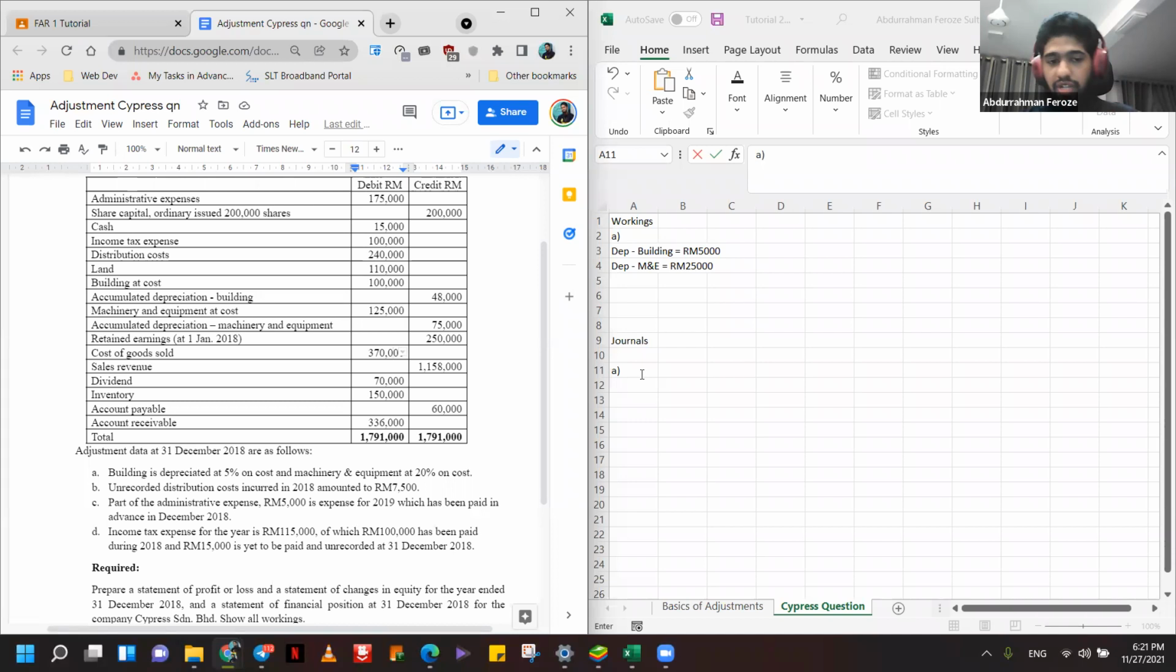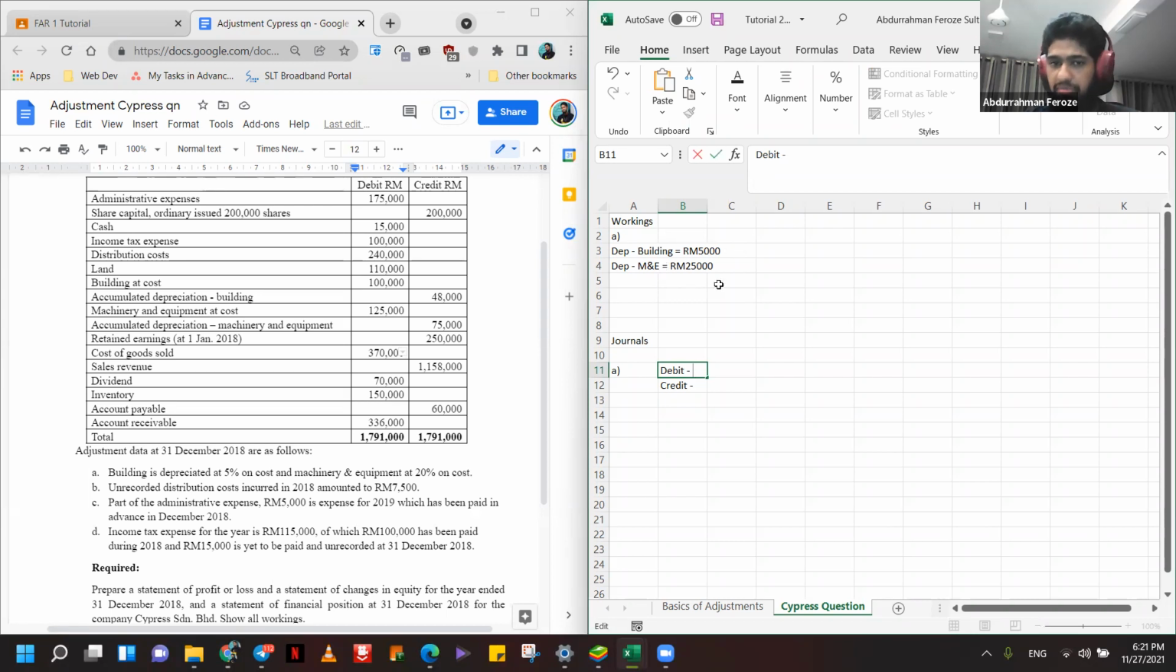Okay, so for the journals for part A, can somebody tell me what is the required journal? What is debited and what is credited? Can anyone tell me what is debited here? What is credited? Okay, let me do the one for the building, and somebody will do it for the machinery and equipment.